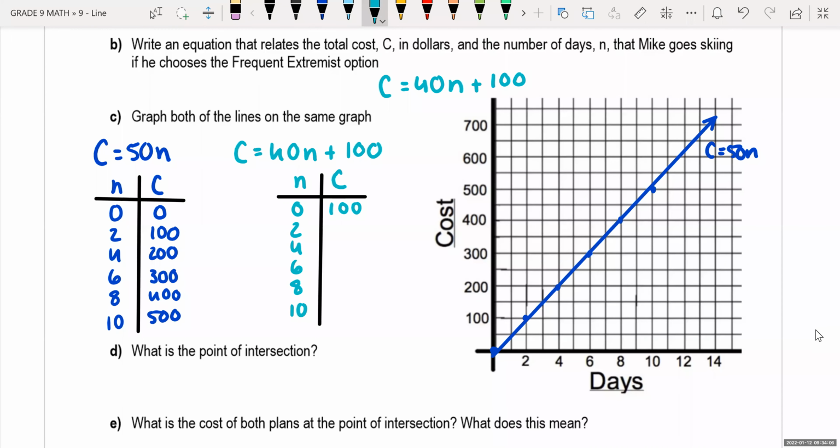Okay, 2 days would be 180. 4 days would be 260. Okay, that's written. 6 days would be 340. 8 days would be 420. And 10 days would be 500.